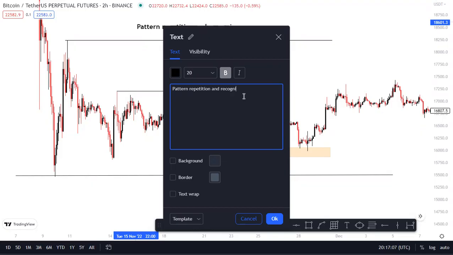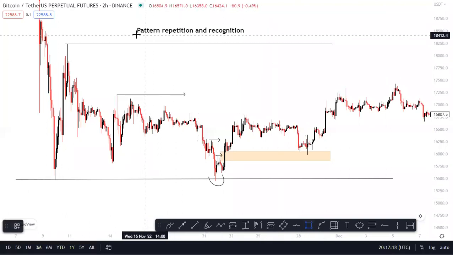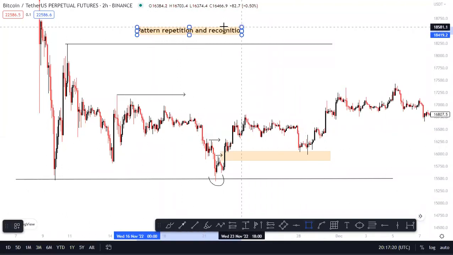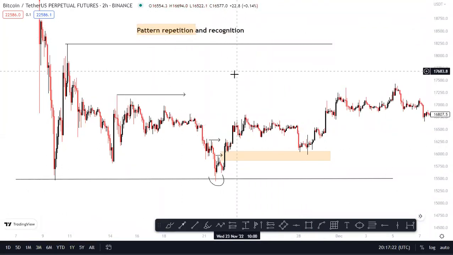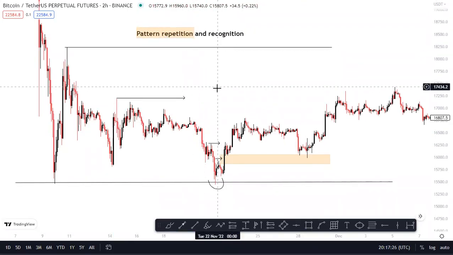Alright, so pattern repetition and recognition. It's your ability to see how price repeats. Sometimes you see things on the charts, they keep on repeating themselves, right?